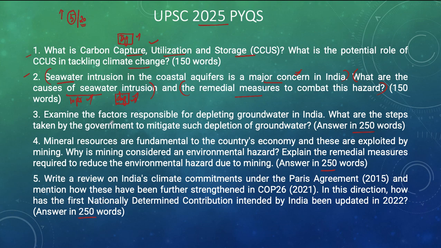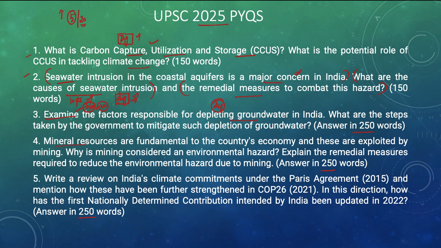What I would suggest is, whenever you are writing a 15 marker, try to write a minimum of 12 to 15 points. And here the question is pertaining to examine. When your examiner is asking examine, you need to talk about both the positive and negative dimensions, the factors responsible for depleting groundwater, and what steps are taken by the government to mitigate such depletion of groundwater. So overall, it's a very direct question. You should also explain this answer with the help of diagrams here, students.